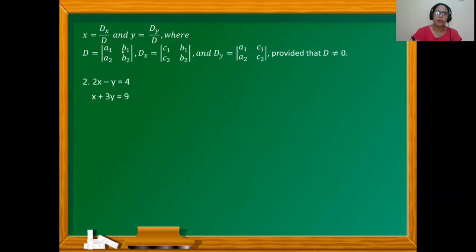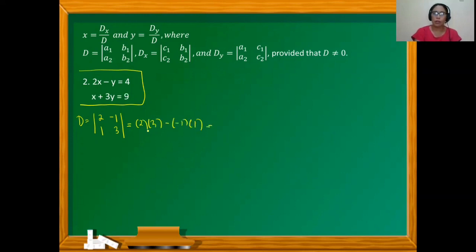Next is working on the solution of the system here. Again, we'll solve for D. So we have a sub 1 equals 2, a sub 2 equals 1, and then b sub 1 is negative 1, b sub 2 is 3. So working on D, this is 2 times 3 minus negative 1 times 1. So this is 6 minus negative 1, so this is 6 plus 1. So this gives us 7.